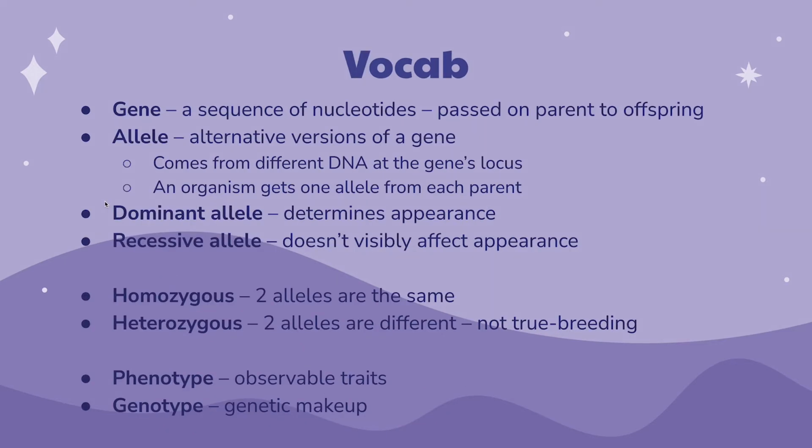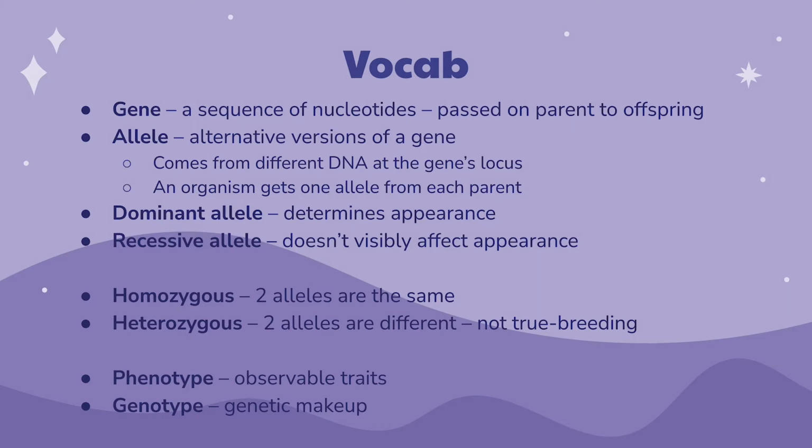So some other vocabulary to know. A gene is a sequence of nucleotides that's passed on from parents to offspring. An allele is an alternative version of a gene. Essentially, this comes from the DNA at the gene's locus, which is where it's located, being different. These small changes can cause different changes in appearance, for example, a yellow pea versus a green pea.